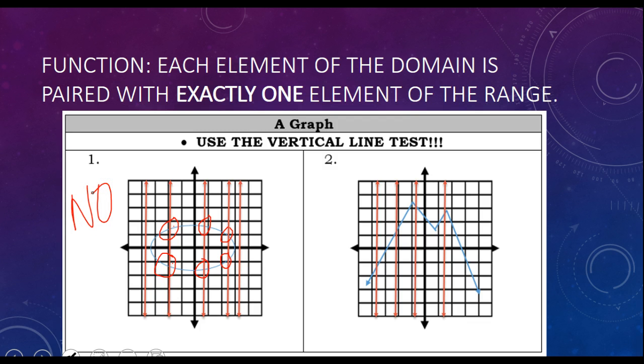Whereas in example number 2, just one hit here, just one hit here, another hit there, another hit there. So on example number 2, the vertical lines only pass through the graph once, so that's okay. So this would be yes. And that's basically it.